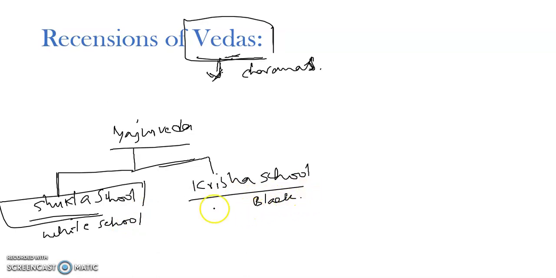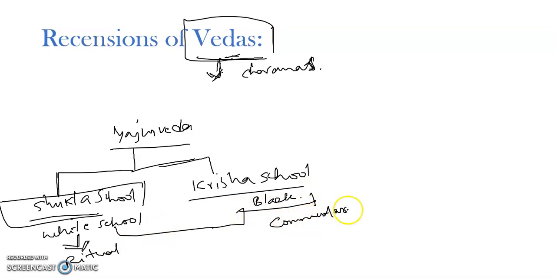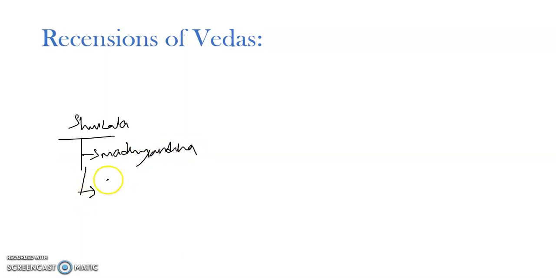Now what are the differences between them? The Shukla school has only rituals. The Krishna school has commentaries, explanations to the rituals. Now the Shukla school is again subdivided into Madhyandina and Kanva. This Shukla school is also called Vajasaneya.